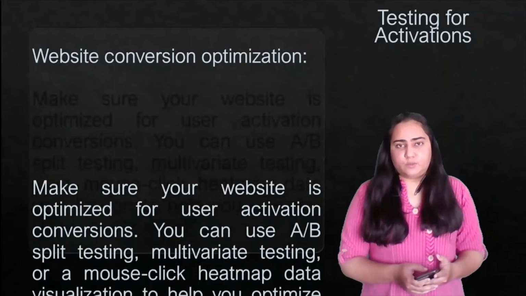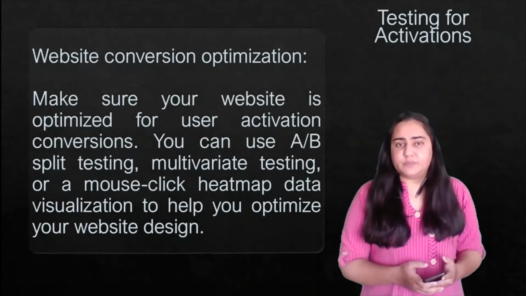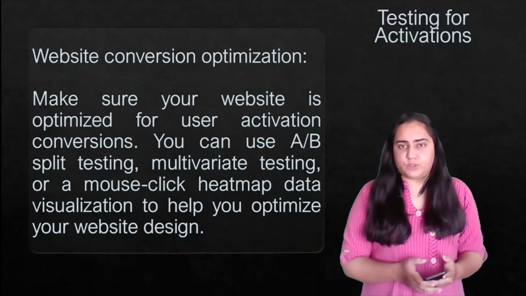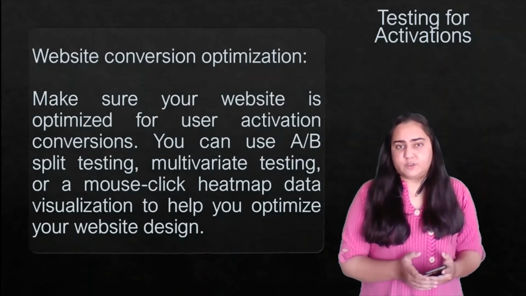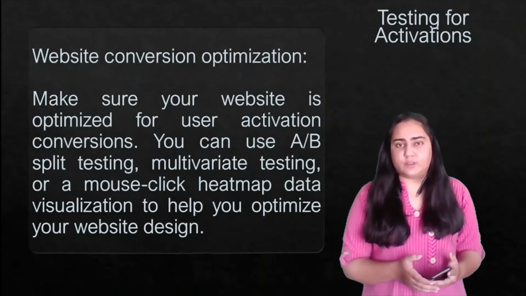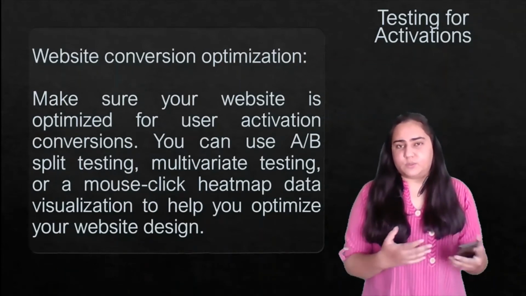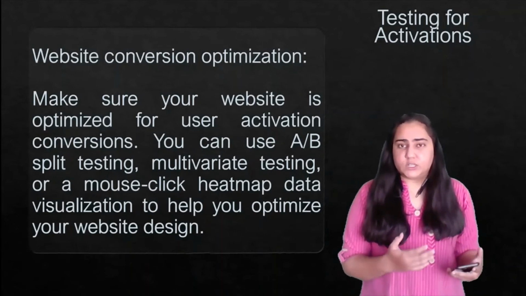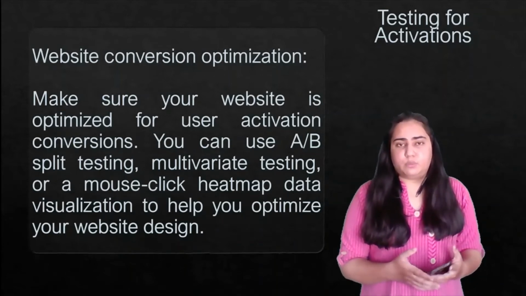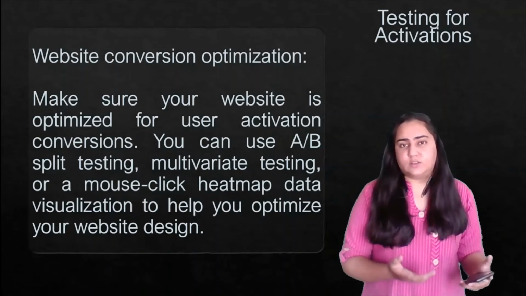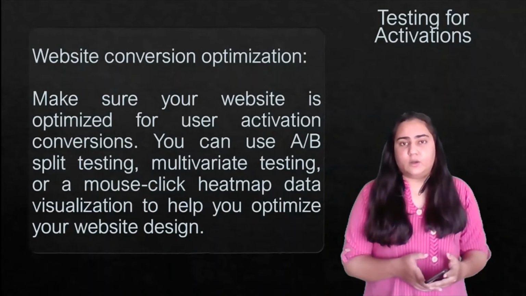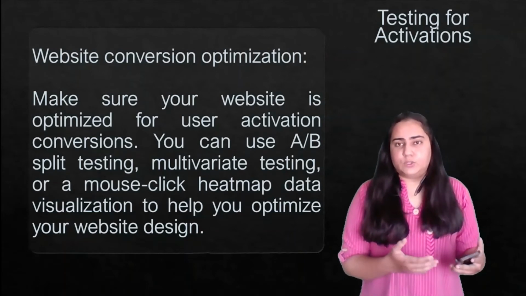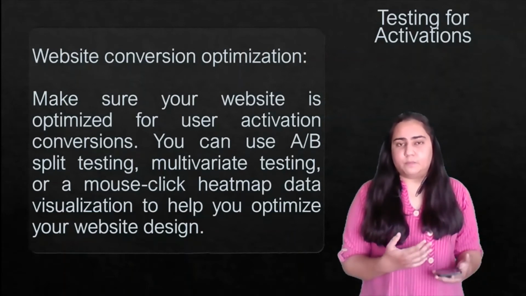Number one is website conversion optimization. Make sure your website is optimized for user activation conversions. You can use A-B split testing, multivariate testing, or mouse click heat map data visualization to help you optimize your website design. So you should have things like sign up or subscribe buttons placed very strategically on your website or web page so that people are actually noticing them and are more likely to click on them. Also, you could even prompt users to subscribe or sign up to your website.